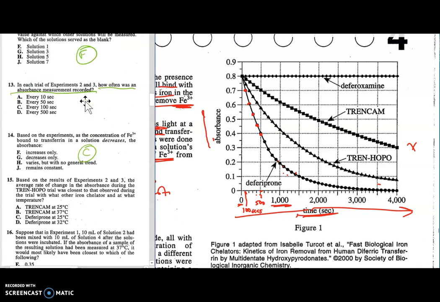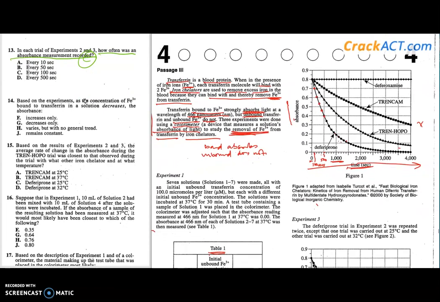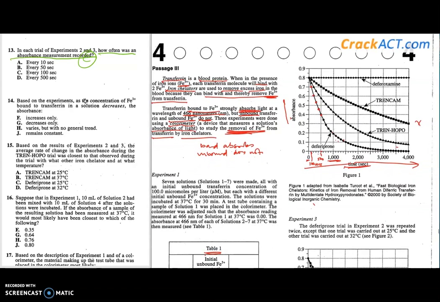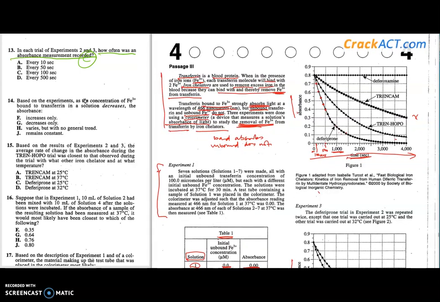Question 14. Based on the experiments, as the concentration of the Fe3+ bound to transferrin in a solution decreases, the absorbance... All right, we're going to have to go back to the intro. What does it say? As the concentration of Fe3+ bound... Right, so the bound Fe3+ strongly absorbs light.